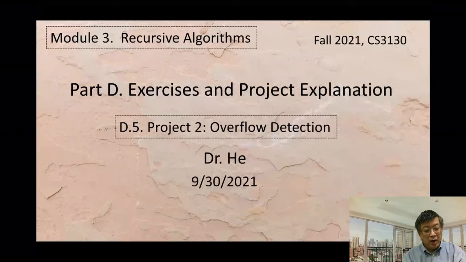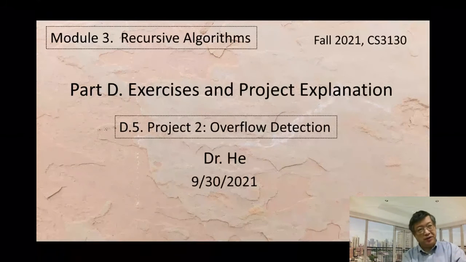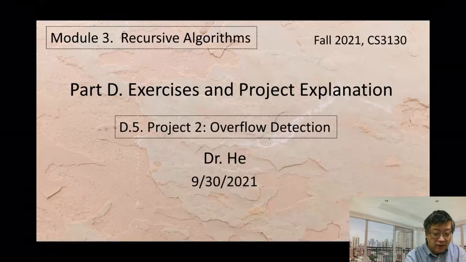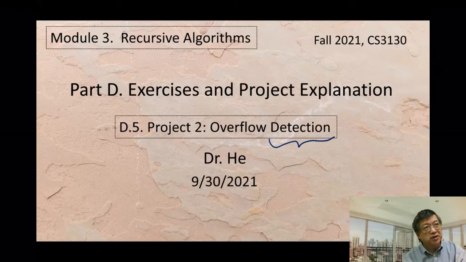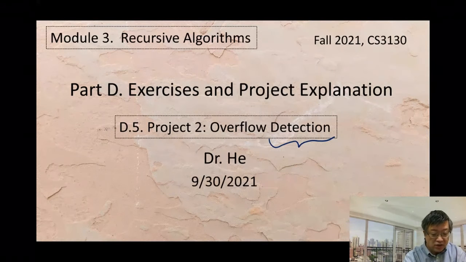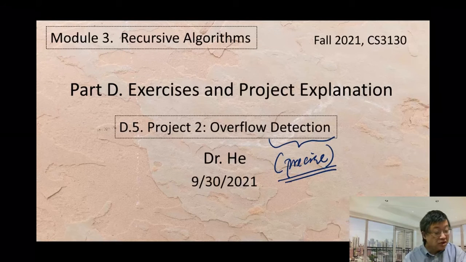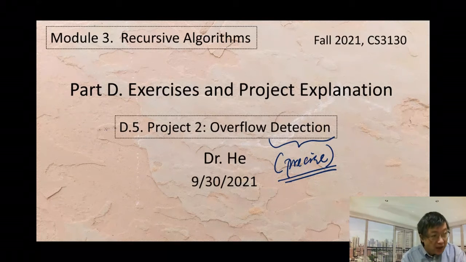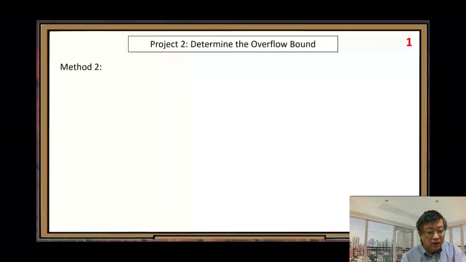Part D.5, project to overflow detection. So this time we do detection. It is different from the previous video, where we did estimate. With detection, what we get should be precise information. The estimate gives us very close information, not exact. All right, so let's look at the method we use here.